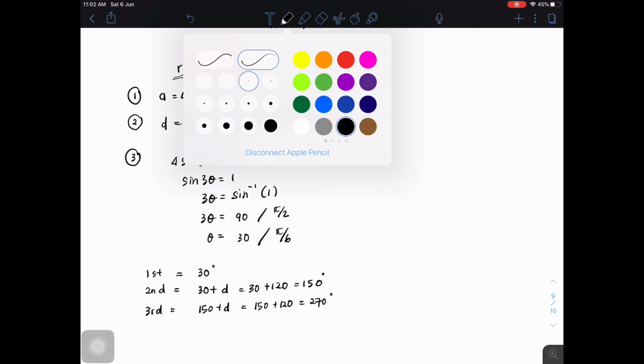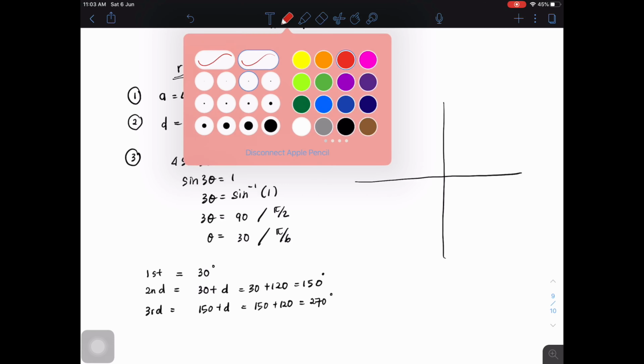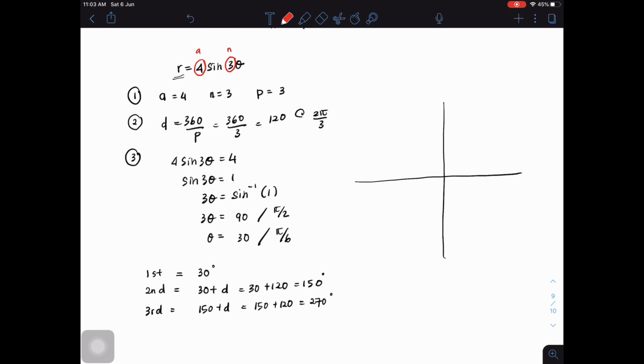So let's sketch the polar curve. So we have axis y and x here. You want to put the line for the petals first. So the first line will be at theta equal to 30. Theta starts from the polar axis here. So let's say theta equal to 30 is here. So you will have the line here, theta equal to 30, the first line.